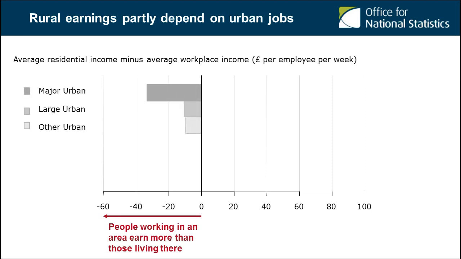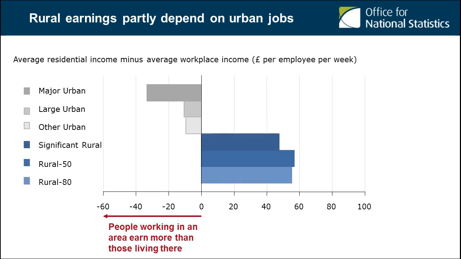We can see that the average major urban resident, for example, earns £33 less per week than those working overall in major urban areas. These areas include metropolitan areas and London boroughs, but workers also earn more than residents working in the other two types of urban area. Workers who live in rural areas, on the other hand, earn more than those who work there. Earnings are flowing into all three types of rural area, not just the last rural type, significant rural. If we do indeed think that the standard of living is higher in rural areas, this seems to be at least in part dependent on workers choosing to commute to jobs in urban areas.